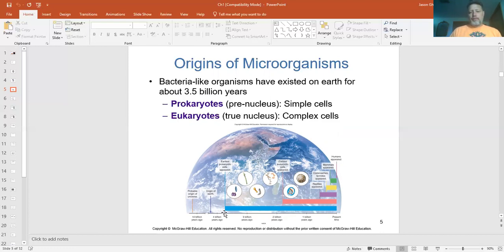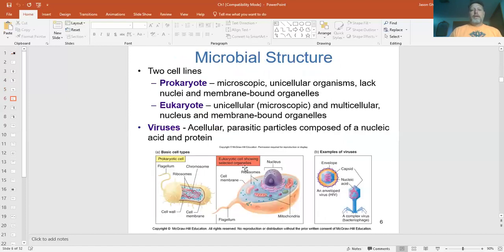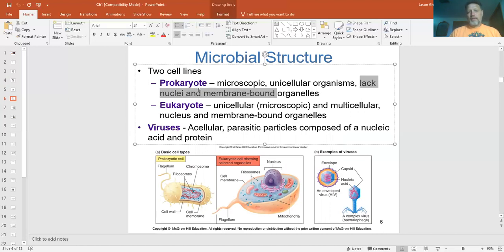The oldest fossils are in this area here. Eukaryotes did not even appear for more than 1 billion years afterwards. So by far, prokaryotes have been around for a long time. Again, prokaryotes are all microscopic because they're all single cell and they lack a nucleus. That is very important. They lack a nucleus and membrane-bound organelles.